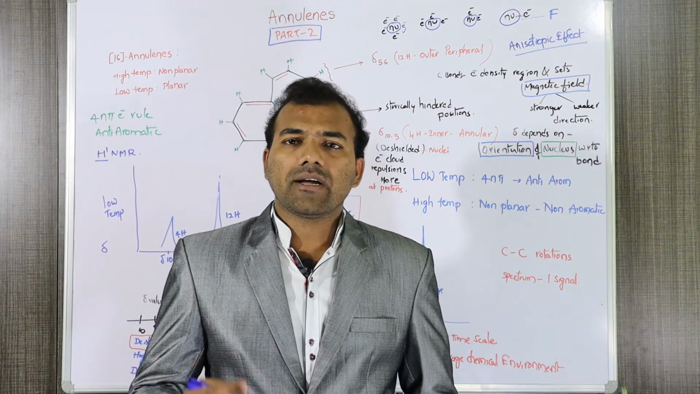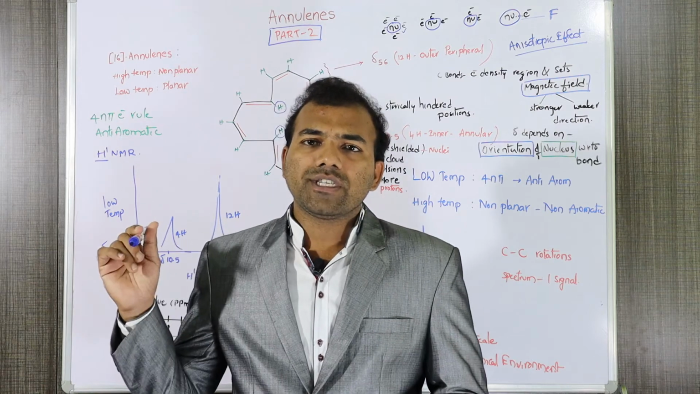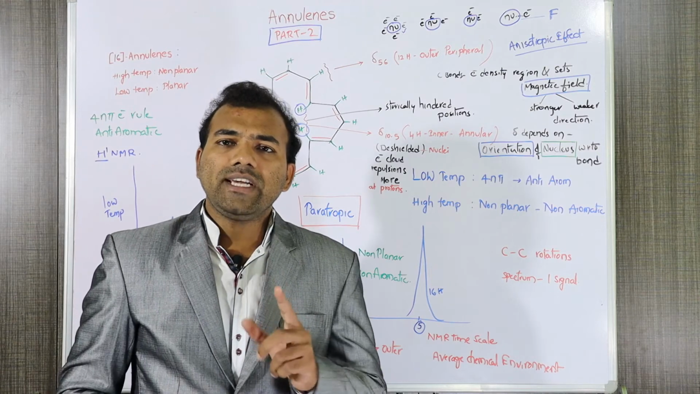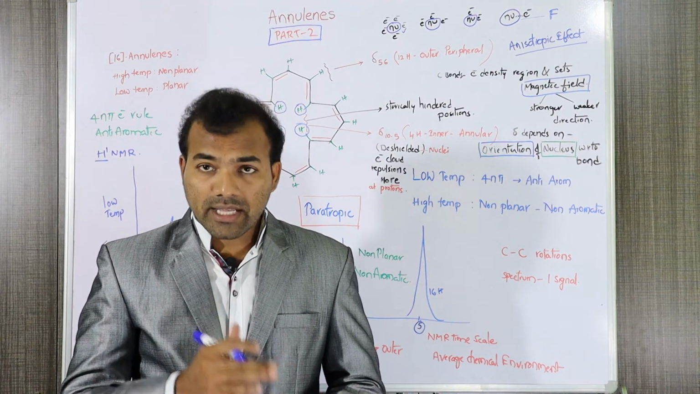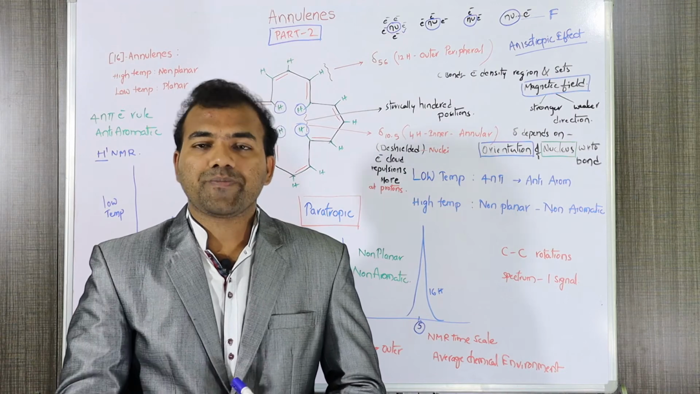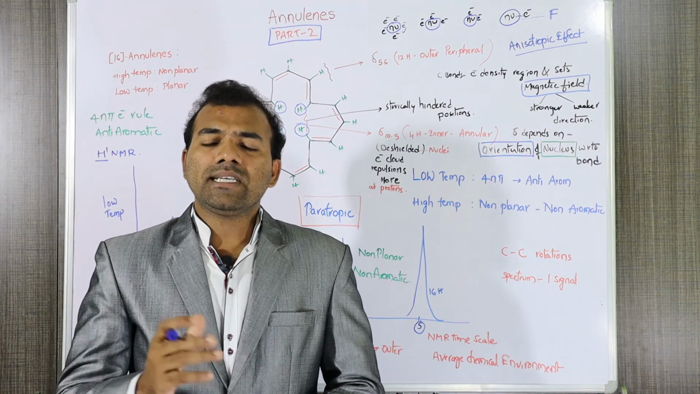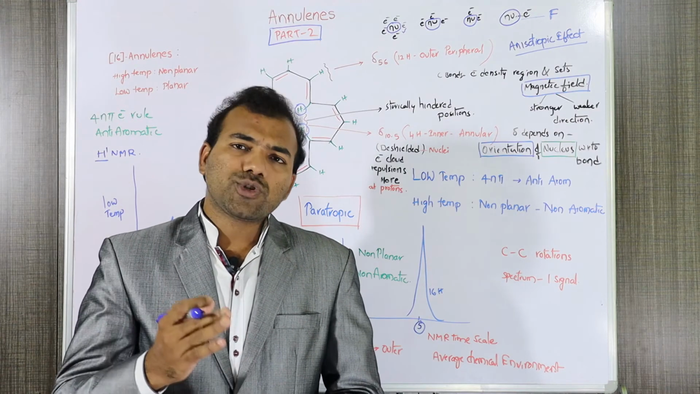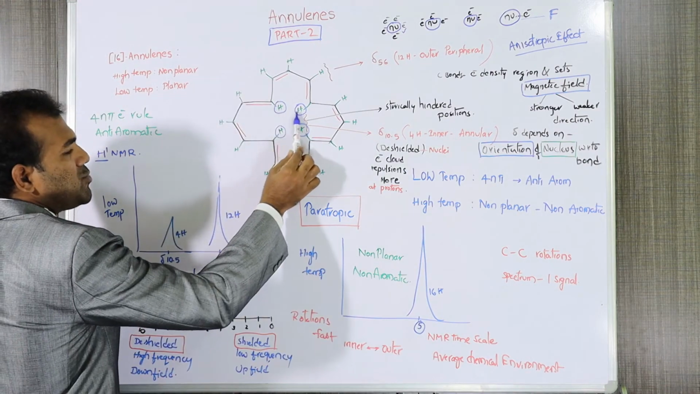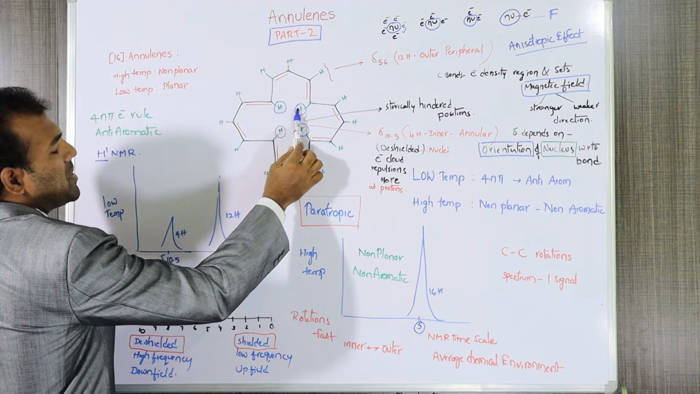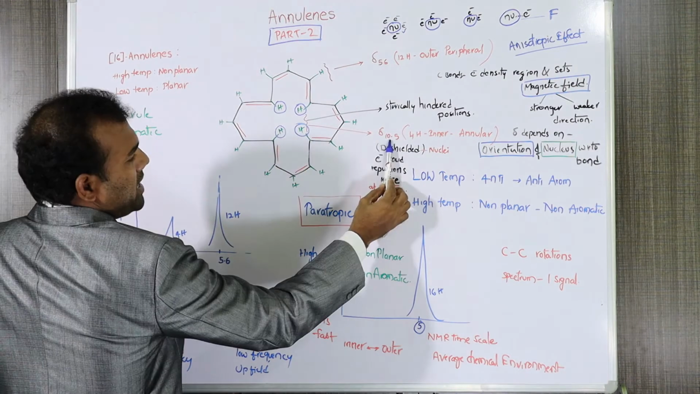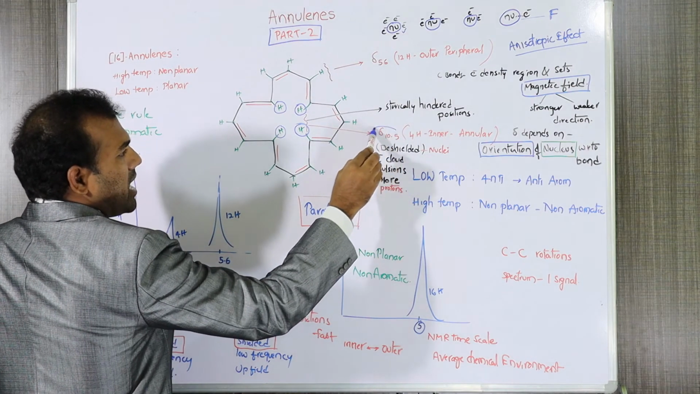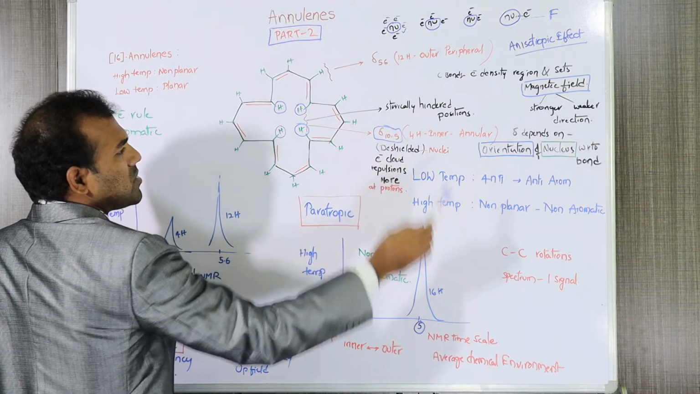Now let us check the anisotropy of the 16 annulene. This anisotropy is generally of 2 types: one is diatropic anisotropy and another kind is paratropic anisotropy. If the compound is paratropic, the spectral studies show that these 4 hydrogen atoms represent a chemical shift value of 10.5. That means it is a high chemical shift value.